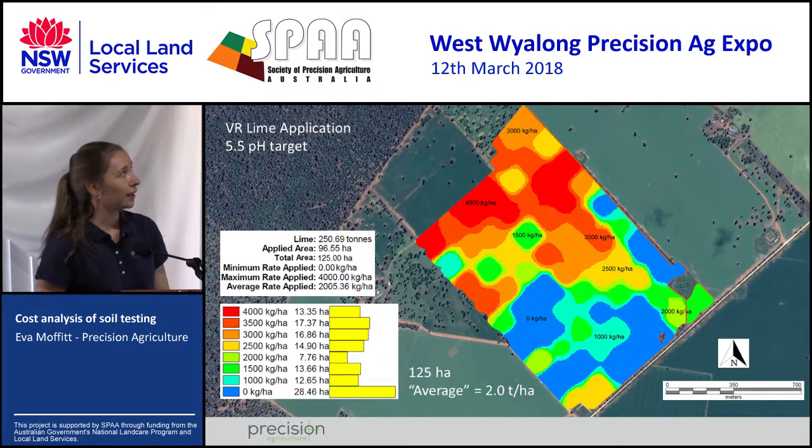Secondly, we've got a pH target of 5.5 in calcium chloride. We've still got some areas that have a nil application, but then we've also amped up the rates on the rest of the paddock to bring that pH up to 5.5. So we've used 250 tonnes of lime over that 125 hectares, so 2 tonne per hectare average, but still being able to apply 4 tonne in those areas that needed quite a bit more.